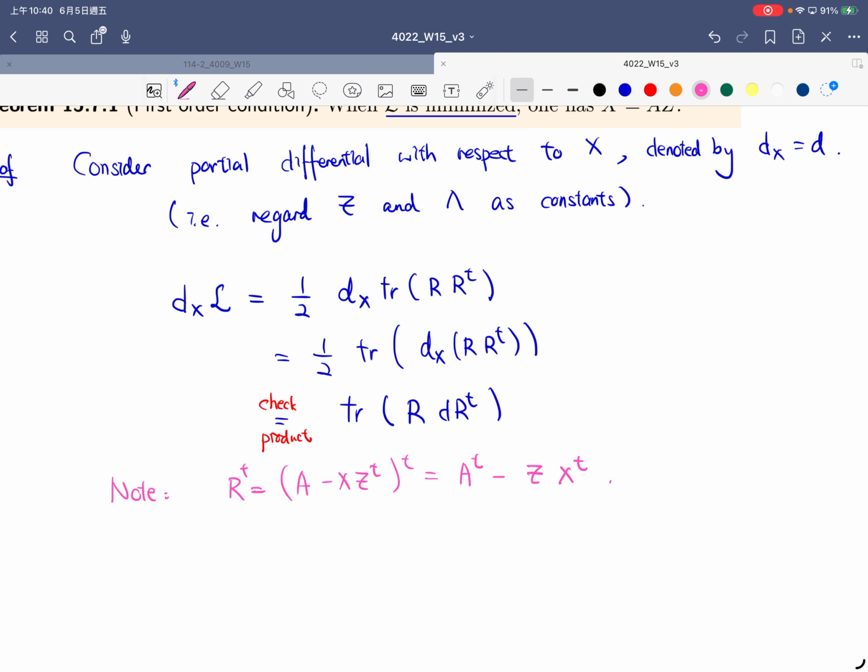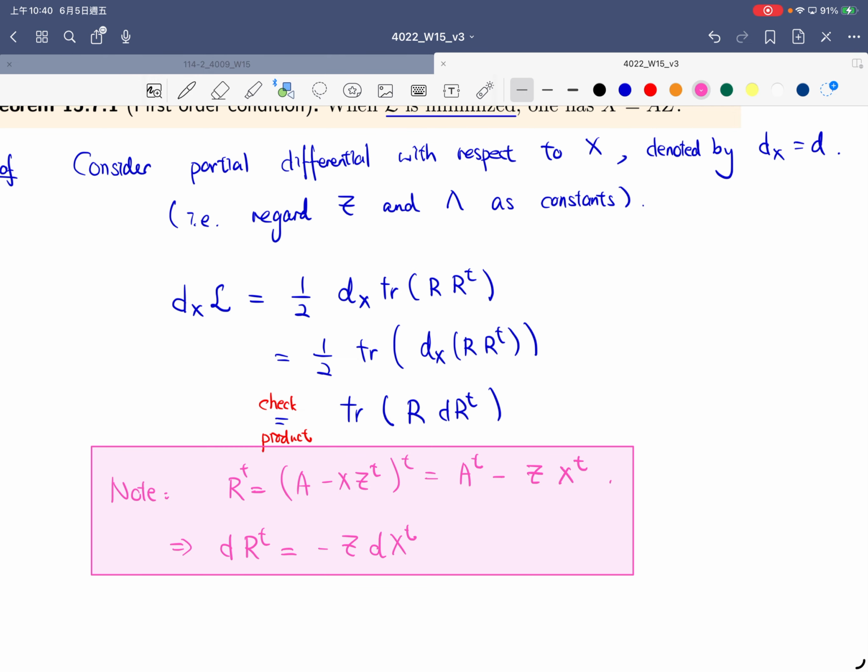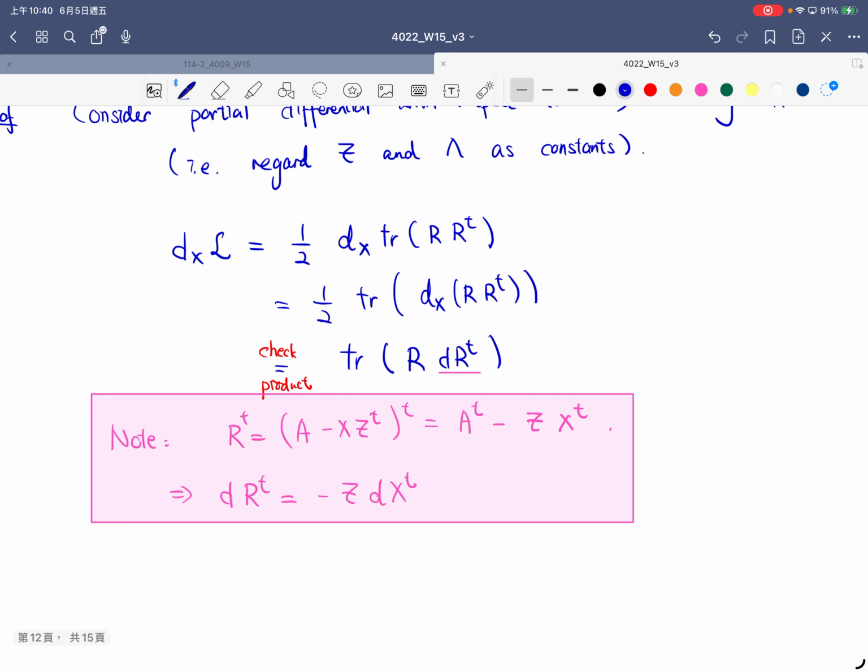So as a result, dR transpose, because you differentiate with respect to x only, so z is regarded as a constant, you get minus z dx transpose. So as a result, this term can be transformed, becoming just minus trace, and then what is that phone call?